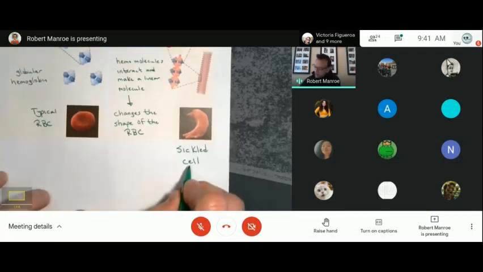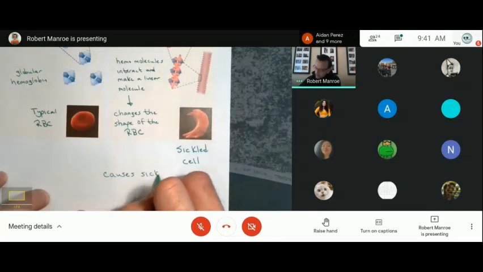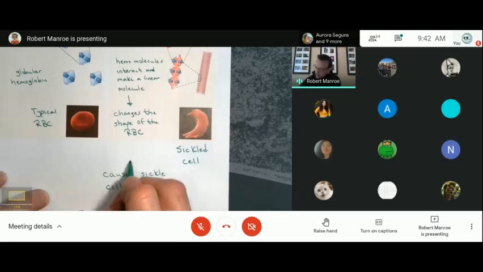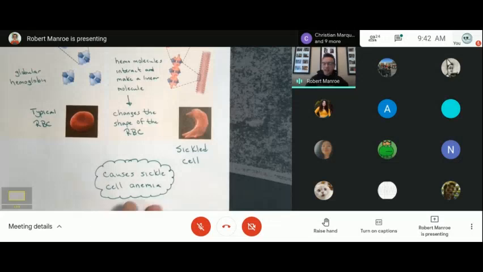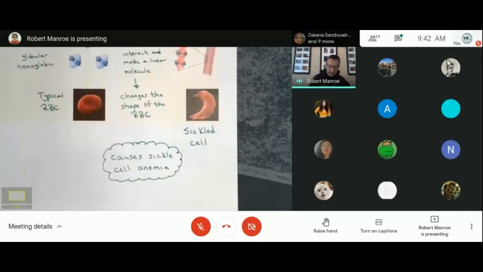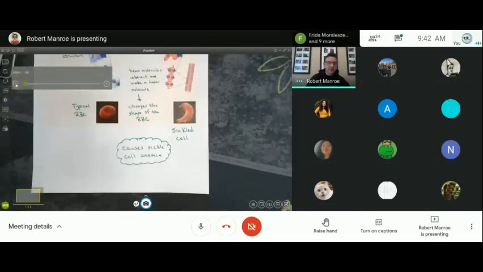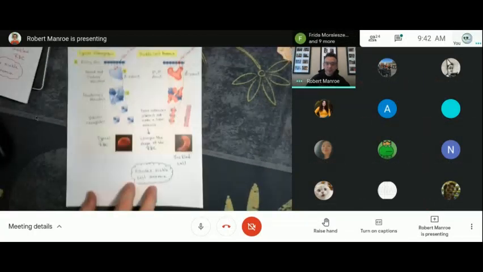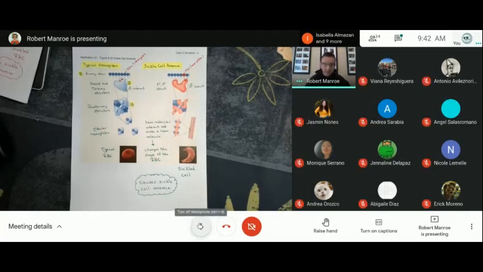So this condition, these sickled cells, causes sickle cell anemia because I don't transport oxygen well. It's a genetic disorder, it's recessive, and it's all because of the substitution of one amino acid, only one. Yes, ma'am. Correct. That's exactly right.